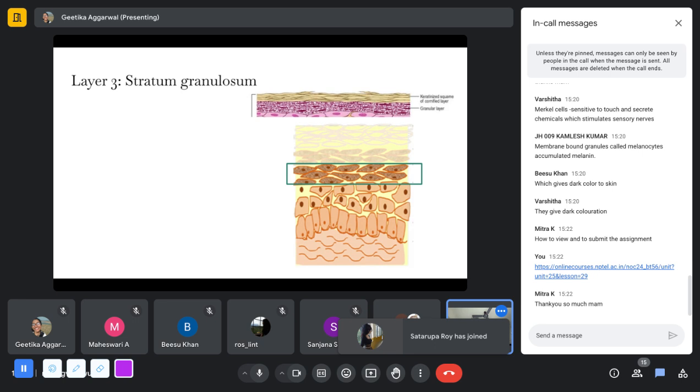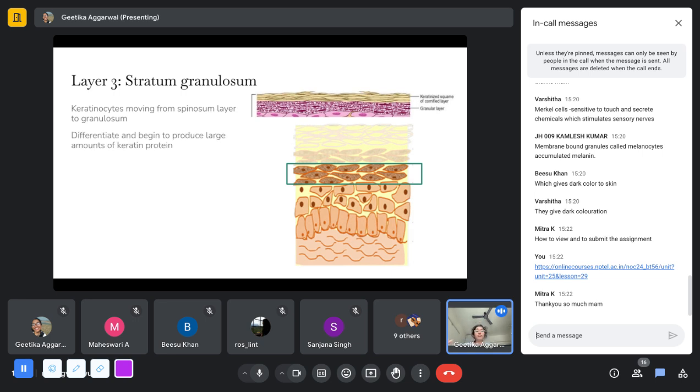Nobody? Did you guys go through the week's lectures? Okay, stratum granulosum is called so because of the presence of keratinocytes here. When keratinocytes move from the spinosum layer to the granulosum layer, they undergo differentiation and begin to produce a large amount of the protein called keratin. You might have heard of keratin, as it is also present in our hair and in our nails. So these cells start producing large amounts of keratin protein when they move from the spinosum layer to this granulosum layer.